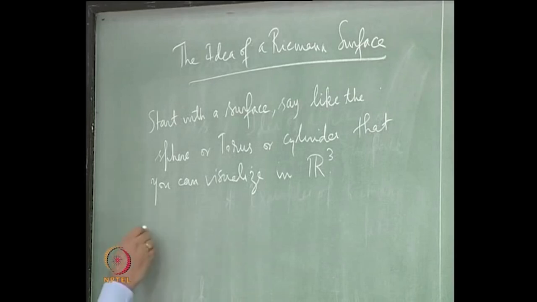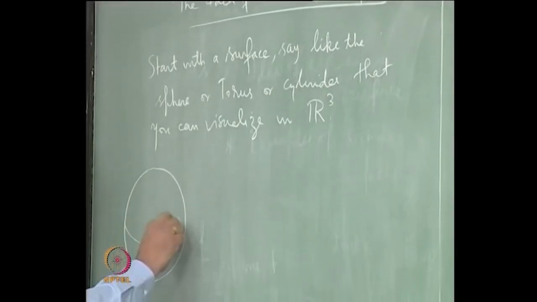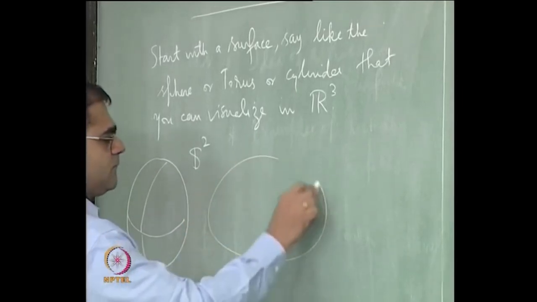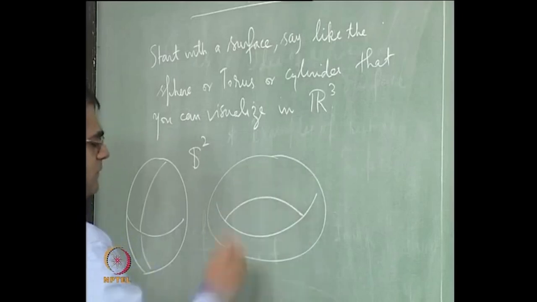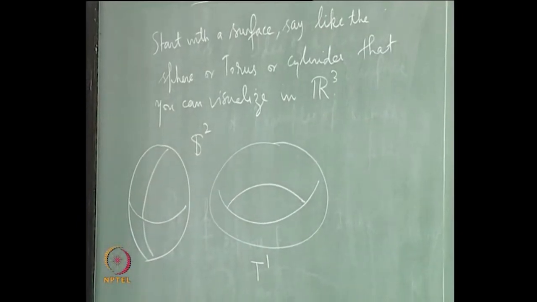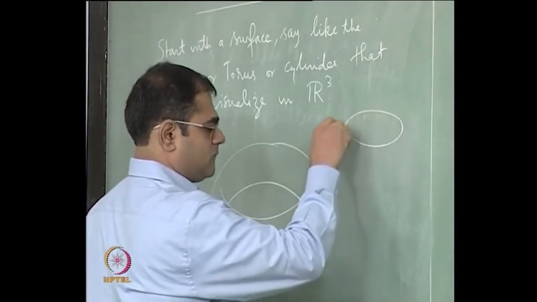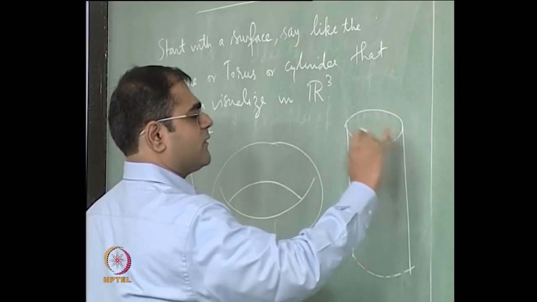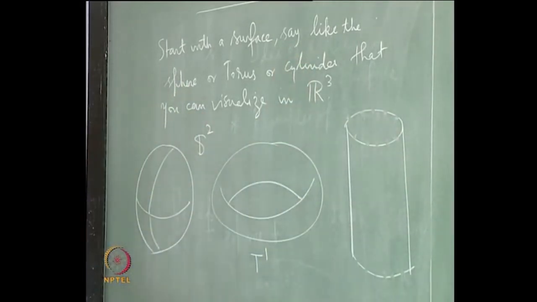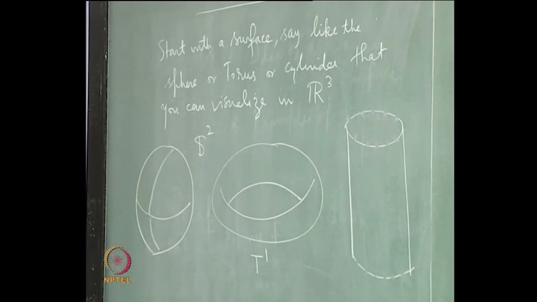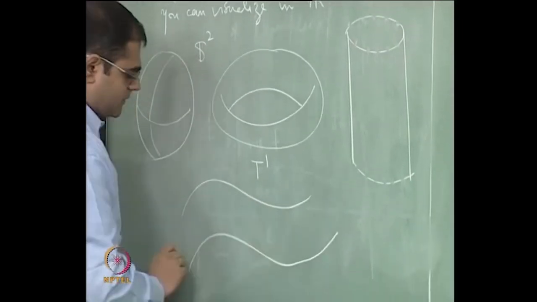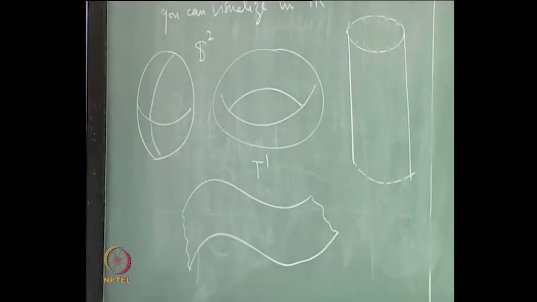So let me draw pictures of these. So here is the sphere S2. And then here is a torus which we call T1, and then you can also think of a cylinder. Of course I'll make this a dotted line so that I just want you to understand that this is not the boundary of the cylinder, but this is an infinite cylinder, okay. So these are all surfaces that you can imagine in 3 space, and more generally you can also imagine some surface like this in 3 space, more generally any surface like this.